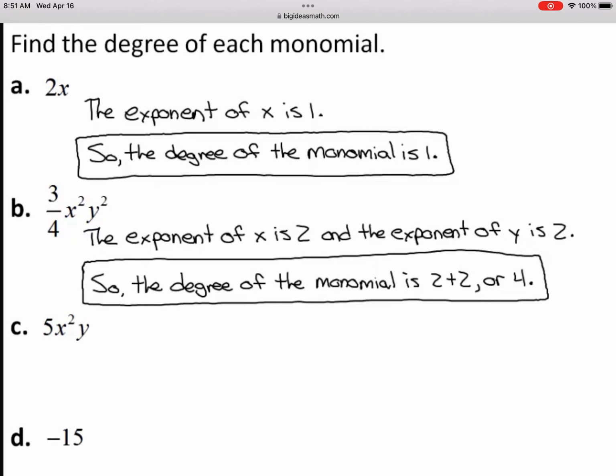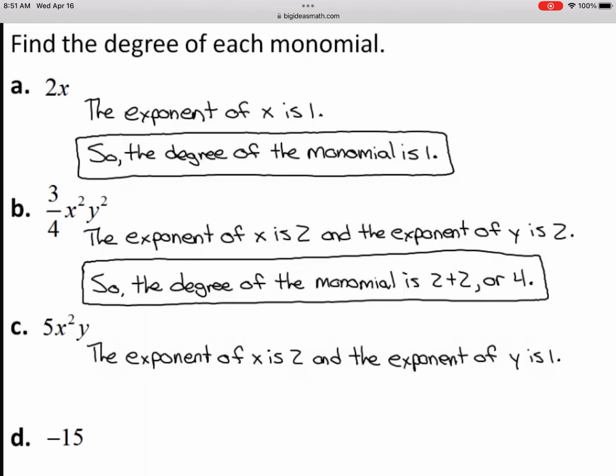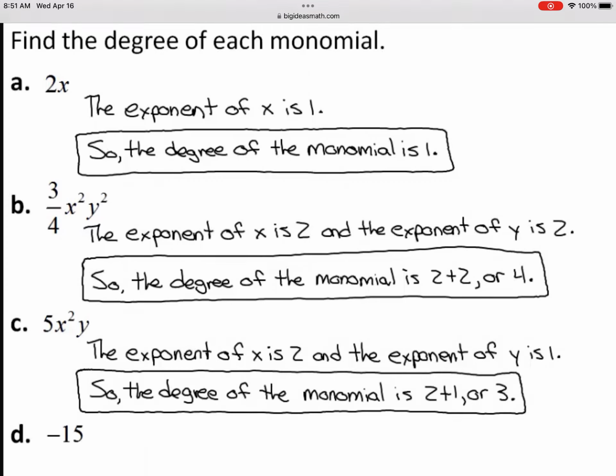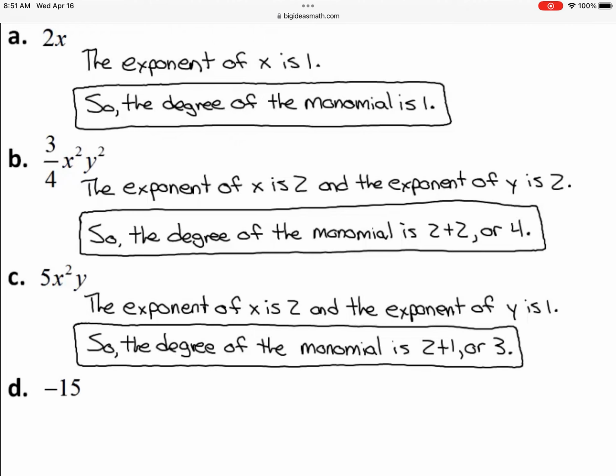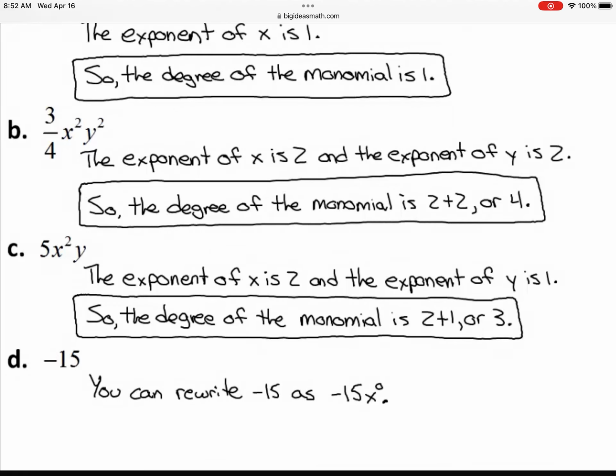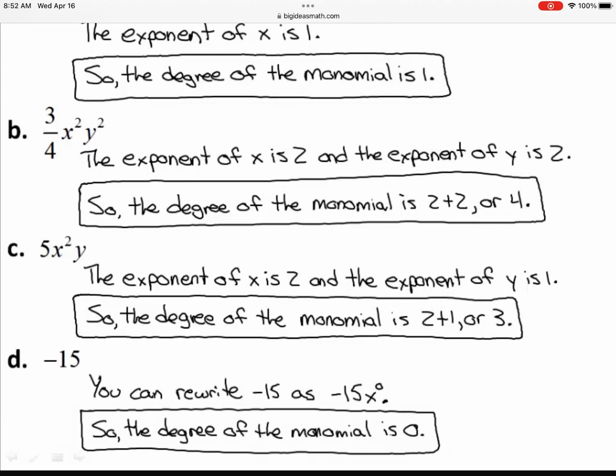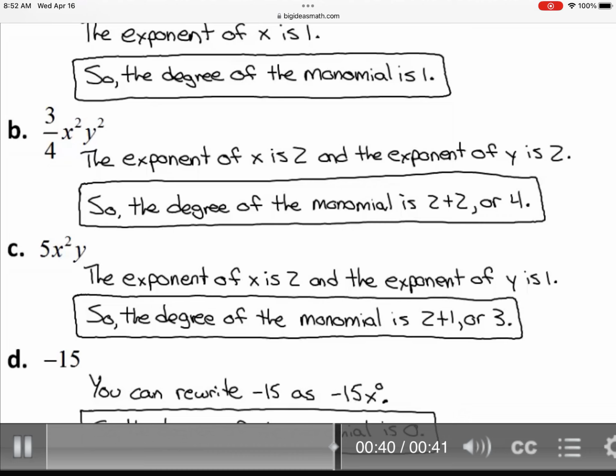Part C, 5x squared y. The exponent of x is 2 and the exponent of y is 1, so the degree of the monomial is 2 plus 1, or 3. Part D, -15. You can rewrite -15 as -15x to the 0th power, so the degree of the monomial is 0.